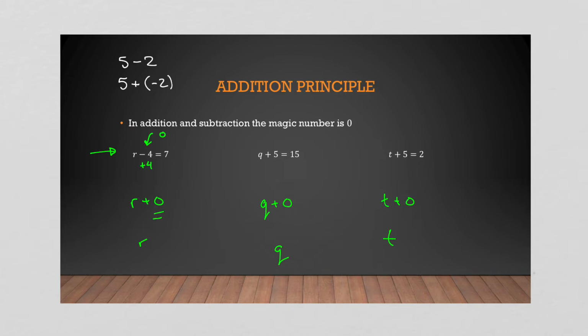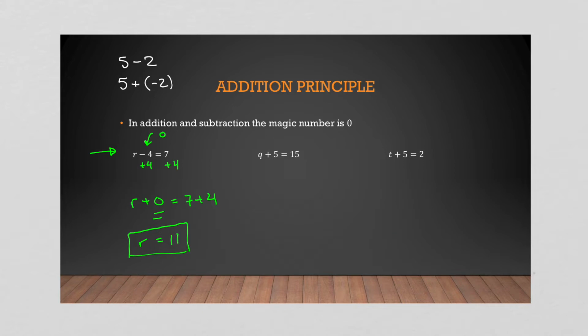It's 0, right? But what I do to the one side, I have to do to the other side to maintain balance. So what I get here is r plus 0, and you're going to see in a minute I'm going to stop writing that, equals 7 plus 4. So r equals 11. We've got to a point where the variable is telling us what we are.